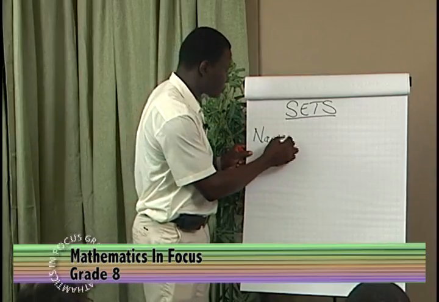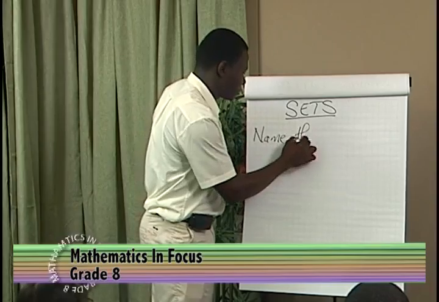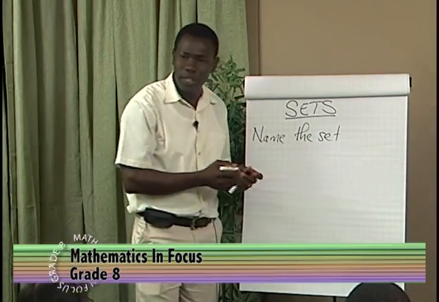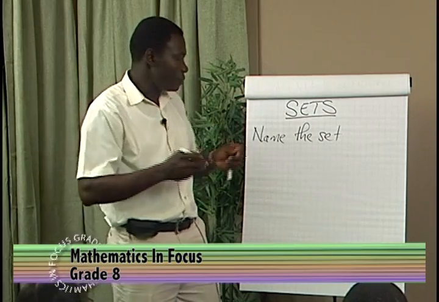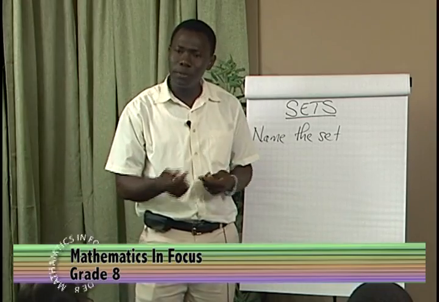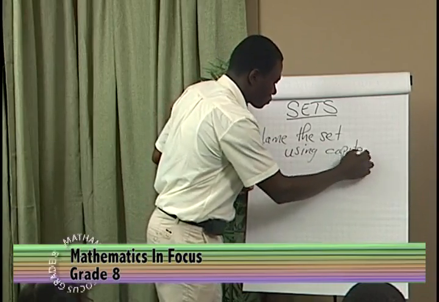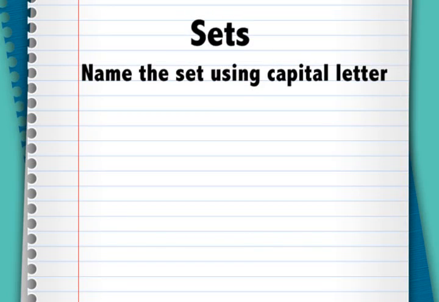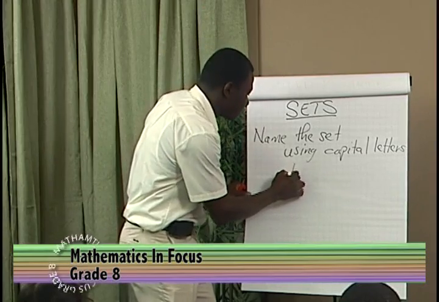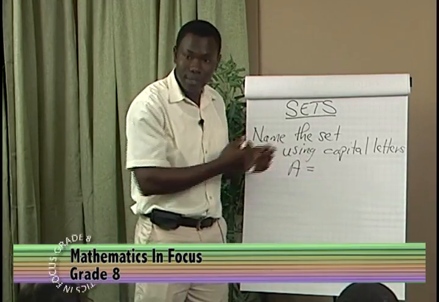How do we name a set? Let me ask the question differently. Do we name the set using common letters or capital letters? Capital letters. Yes, we only name the set using capital letters. So for example, we may say that the set A is equal to something.